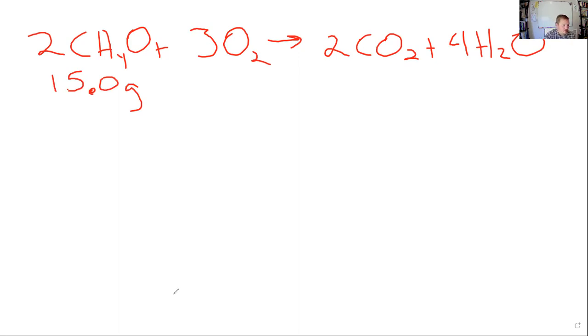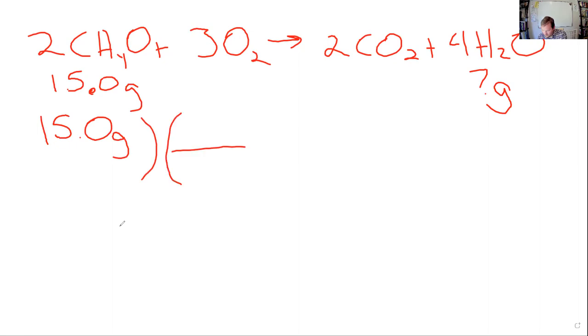So if we want to get to how many grams of water? So this is a mass to mass calculation. We're going to start by taking our 15 grams of methanol, putting it in moles of methanol. Then we can go from moles of methanol to moles of water, and then use the molecular weight of water to go from moles of water to grams of water. So 15.0 grams. And let's see, methanol is going to be 12 plus 4 plus 16, so 32.05 or so grams is 1 mole of the methanol.